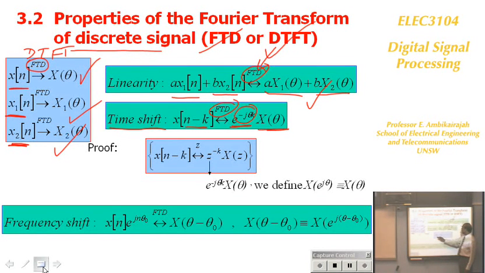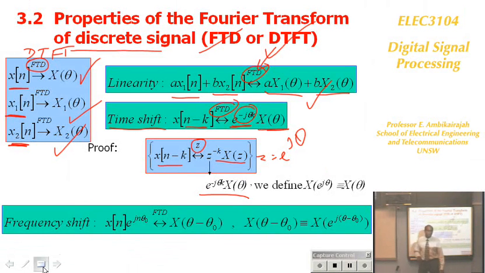If you want to prove it, you just say x[n minus k], take the Z transform, you get z to the minus k X(z), substitute z equal to e to the j theta, then you get automatically what you want. Now, what about that time shift? This was time shift, shifting the signal in time. What happens if you shift the signal in frequency?